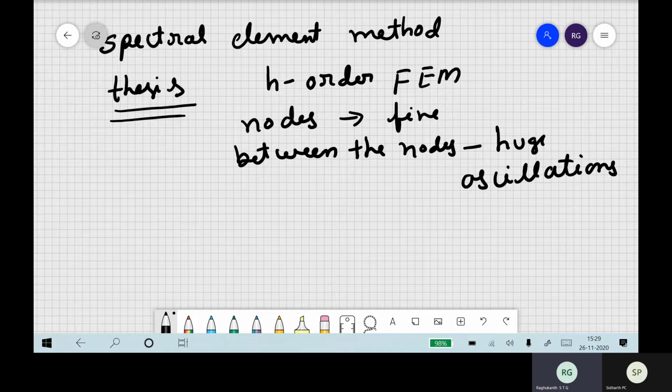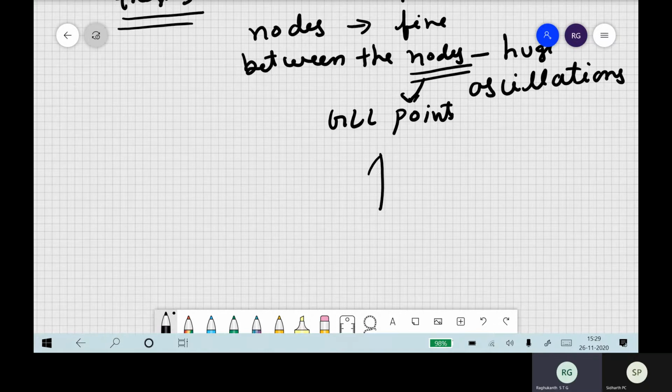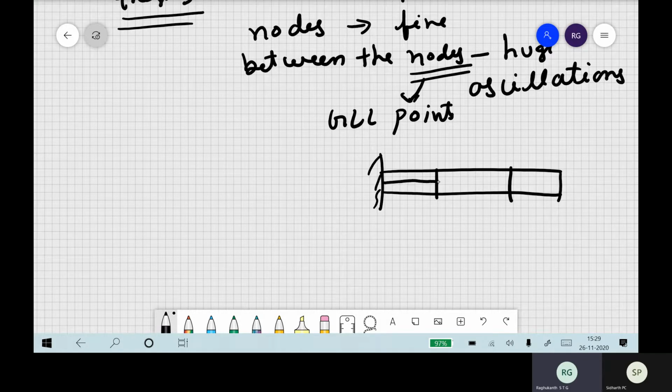And of course here, as I already told you, the node points are already fixed. You can't change the nodal points, because these node points are taken as the GLL points. For example, if I have a beam with a dynamic load, and I have divided it into some elements, say 3 elements, my nodes are fixed. If I go for a 4th order polynomial, my nodes are the endpoints, and then 2 more points. All these points are decided from GLL quadrature.